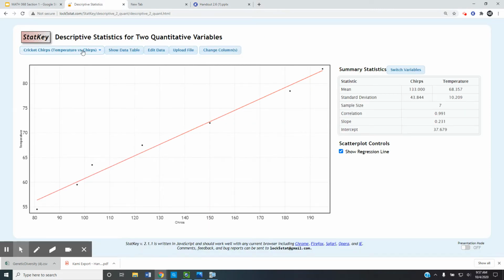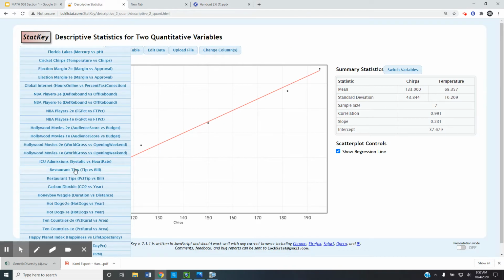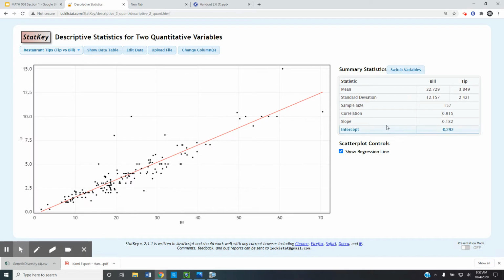So for any data set we pick, let's just say restaurant tips, automatically I can see the correlation number, but I can also see the slope and the intercept. So I'm going to record those two numbers real quick. I have 0.182 for my slope, and I have negative 0.292 for my y-intercept. Okay, so what does that mean for me?